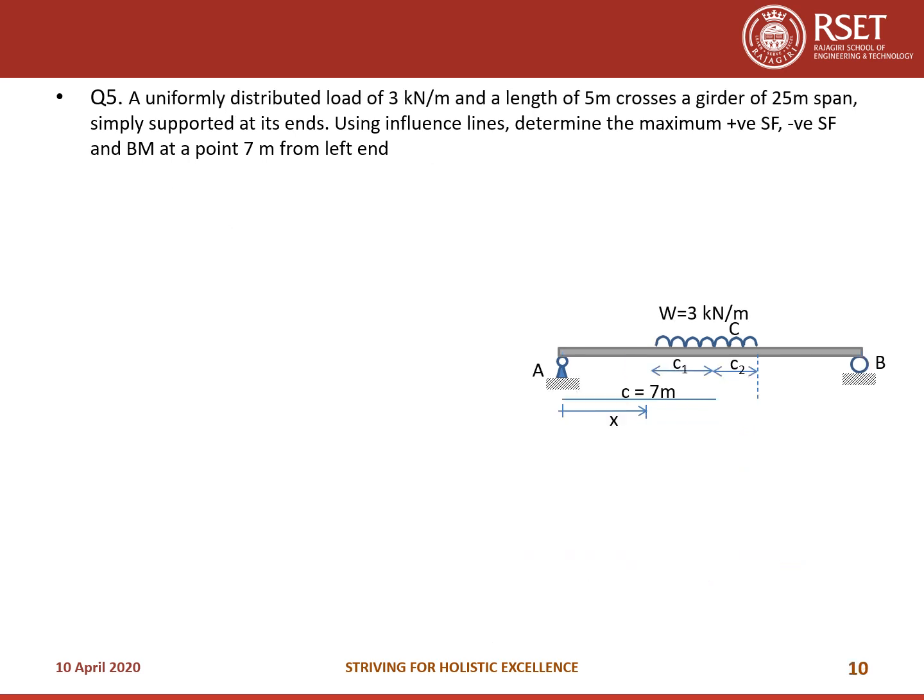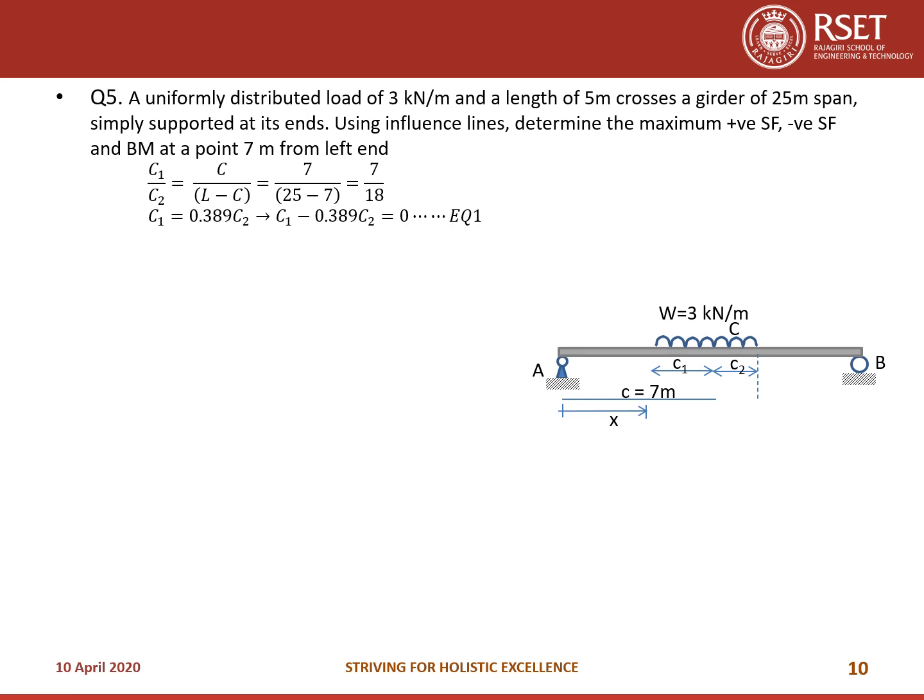Now the third case, which is the maximum bending moment. For the maximum bending moment, we have to keep the UDL at the section C in such a way that C1 by C2 is equal to C by (L minus C). So C1 by C2 is equal to, what is C here? 7, and L is 25. So 7 by 25 minus 7, which is 7 by 18. So you will be getting C1 is equal to 0.389 C2, or C1 minus 0.389 C2 is equal to 0.